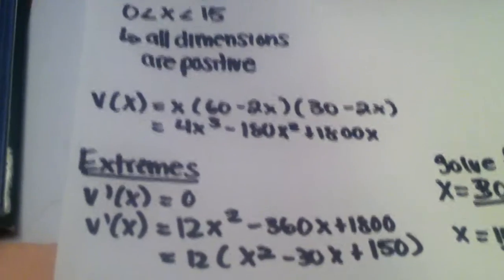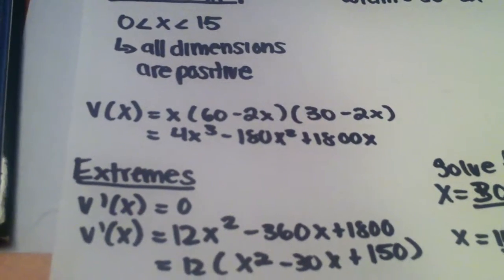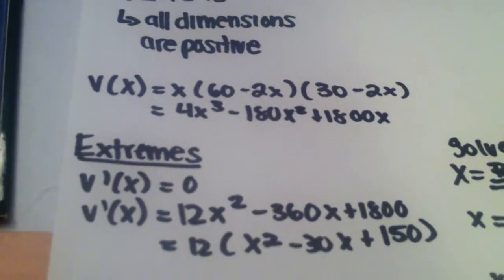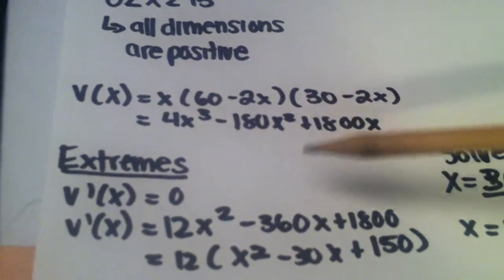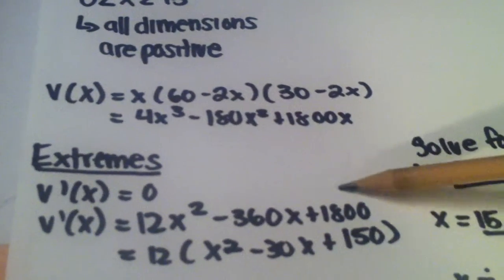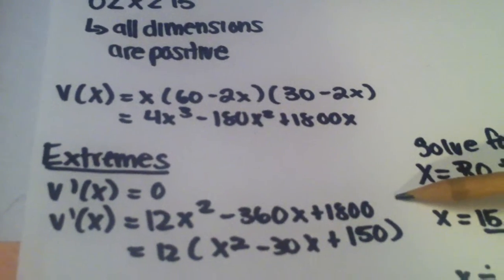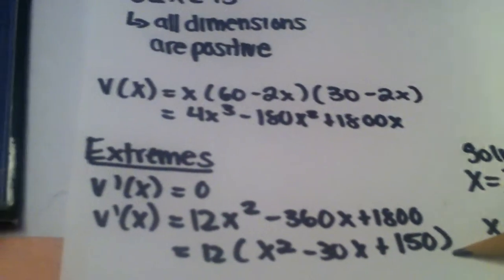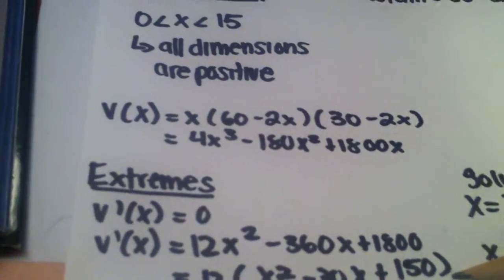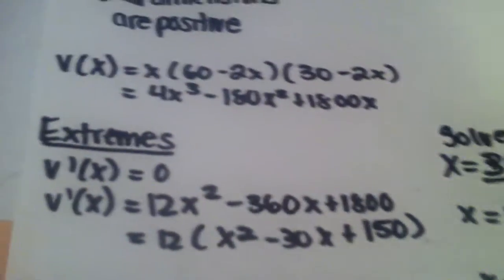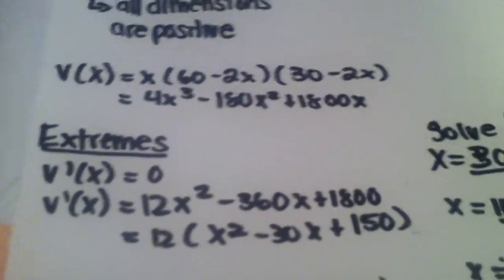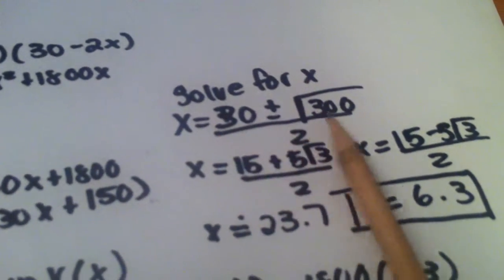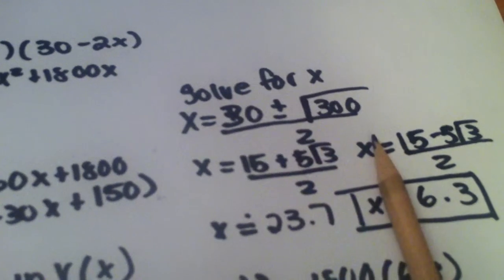Now we want to determine the extremes, and in here we have to find the derivative of the volume and then set it equal to 0. So when we derive it, we get 12x squared minus 360x plus 1800, and then we want to factor out the 12 so that we get a simpler equation. And then once we have this, we want to solve for x using this formula right here. And then here we get x equals 30 plus or minus 300 divided by 2.